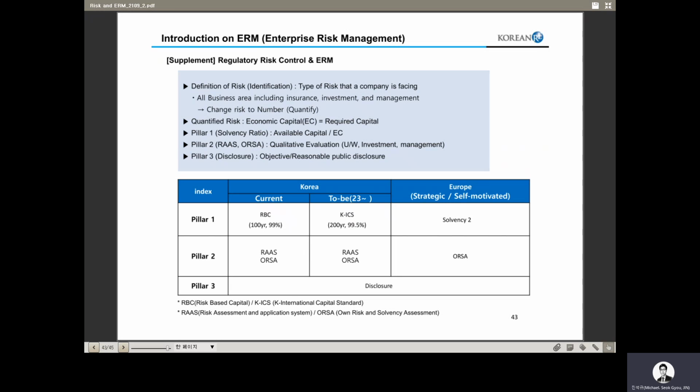And pillar three is disclosure, an objective and reasonable public disclosure on all of these processes. Currently, Korea uses RBC in pillar one, RAS and OSA in pillar two, and disclosure in pillar three. And from 2023, pillar one will be changed to K-ICS, and for pillar two, we are still expecting RAS and OSA. By comparison, Europeans use Solvency II in pillar one and OSA in pillar two, and disclosures are the same.